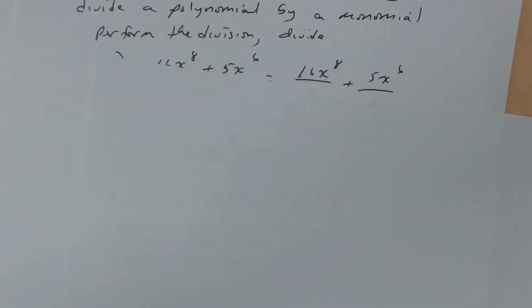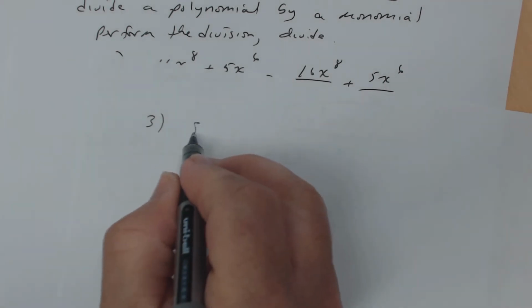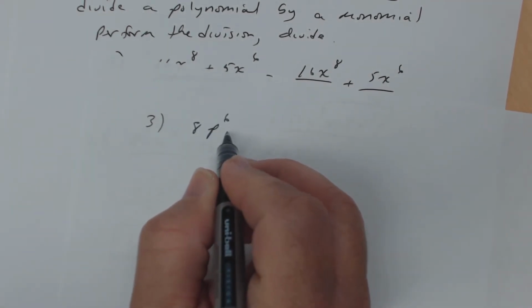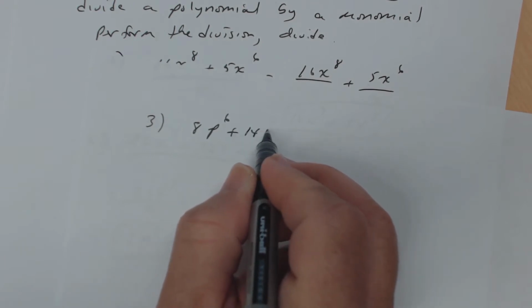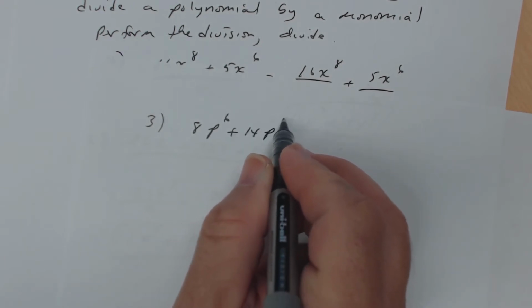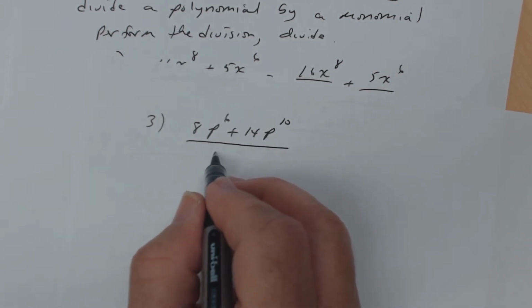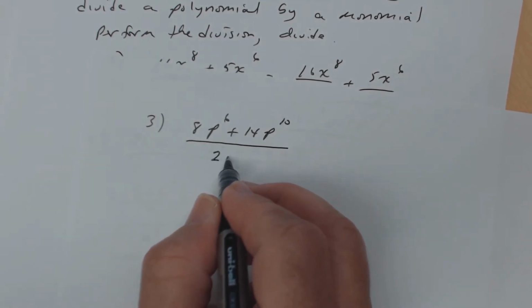Okay, now, let's suppose we had this. Okay, number 3. Suppose we had 8p to the 6th power plus 14p to the 10th power divided by, let's say, 2p.